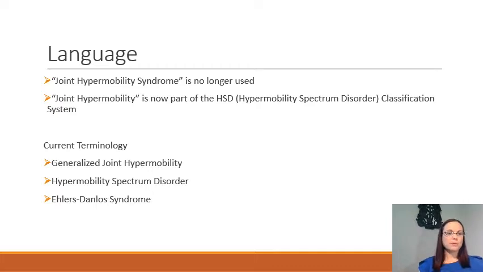The language that we use, joint hypermobility syndrome, is no longer used. Joint hypermobility is part of the hypermobility spectrum disorder classification system. The current terminology that we're using is generalized joint hypermobility, hypermobility spectrum disorder, and Ehlers-Danlos syndrome.